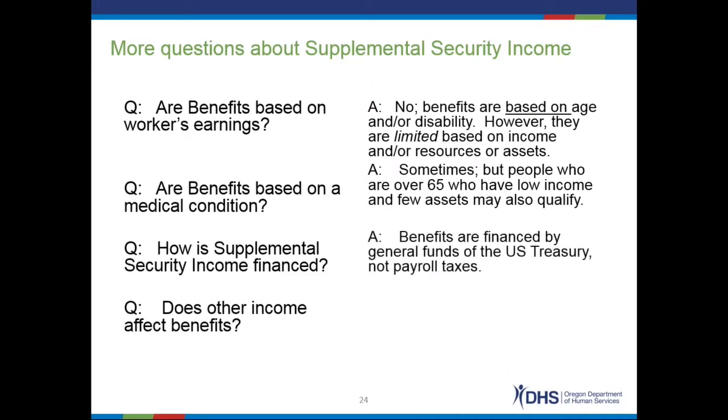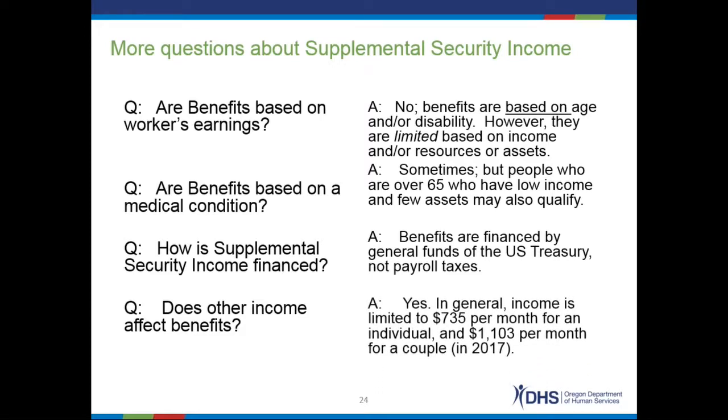How is this financed? Unlike the other two types of Social Security, which are financed by contributions from employers and workers, SSI benefits are financed by general funds from the U.S. Treasury, not payroll taxes. Does other income affect benefits? Yes. In general, income is limited to $735 per month for an individual and $1,103 per month for a couple in 2017. So as you can see, in order to be eligible for supplemental security income, your other income has to be very, very low.